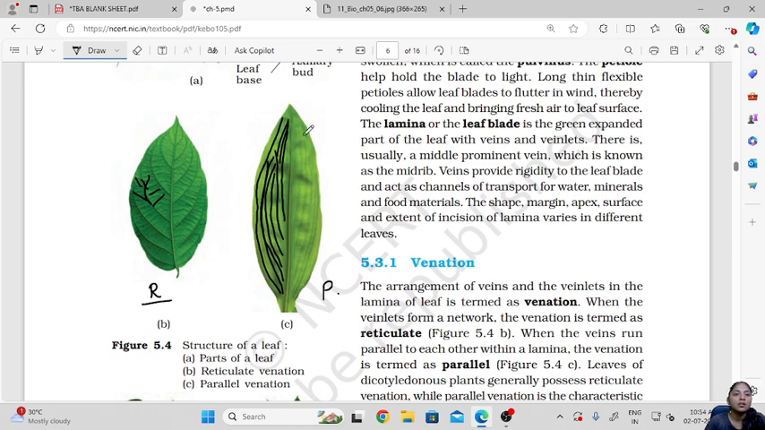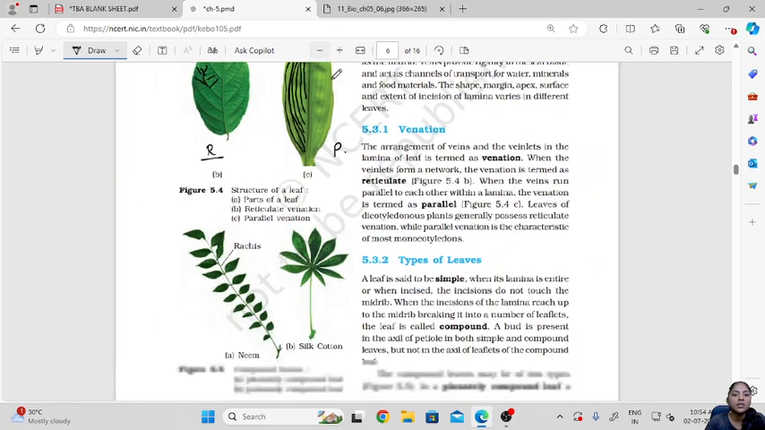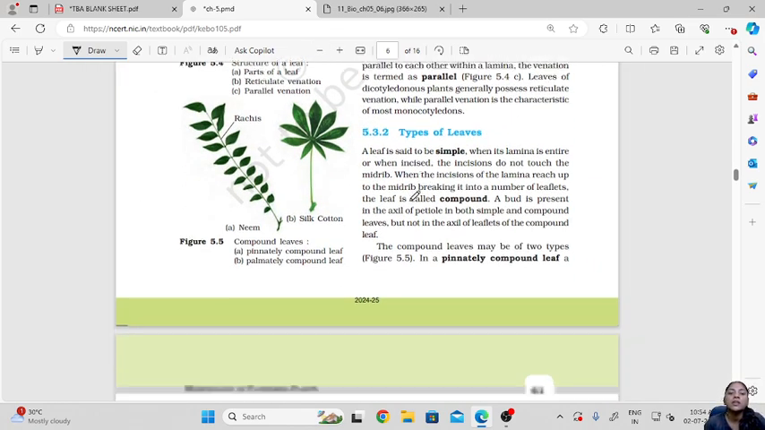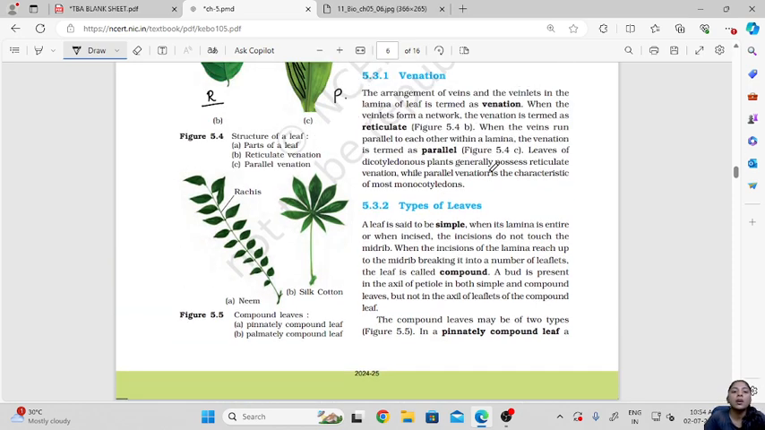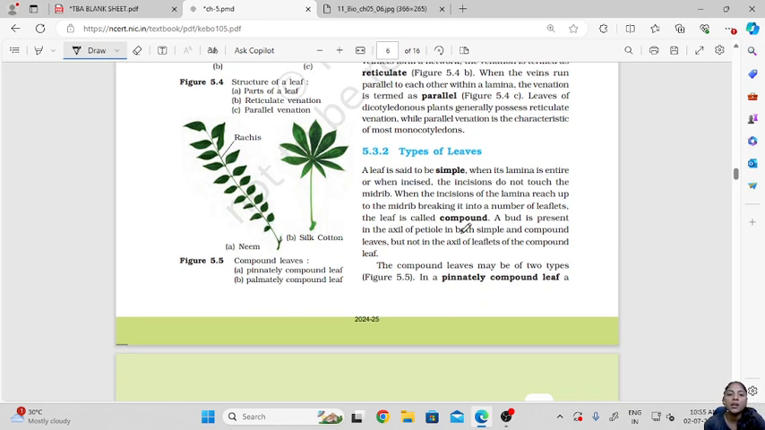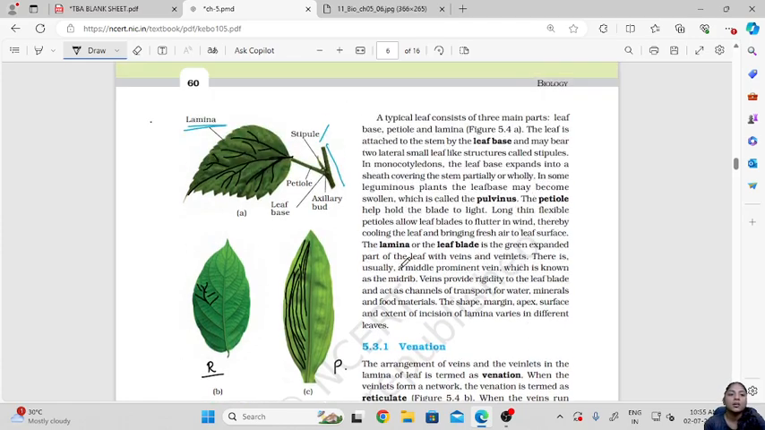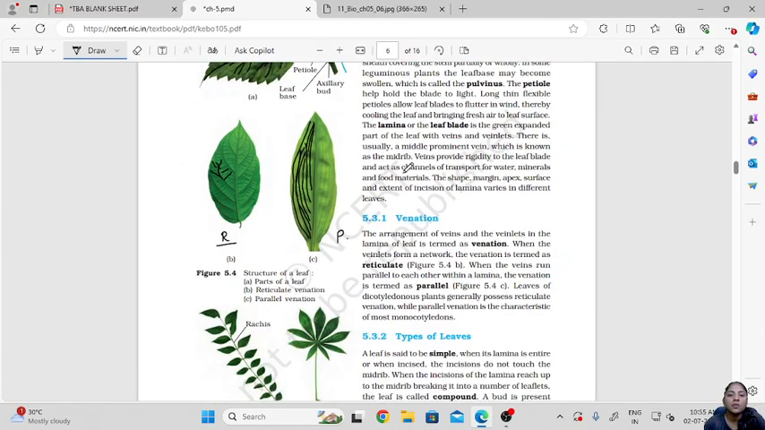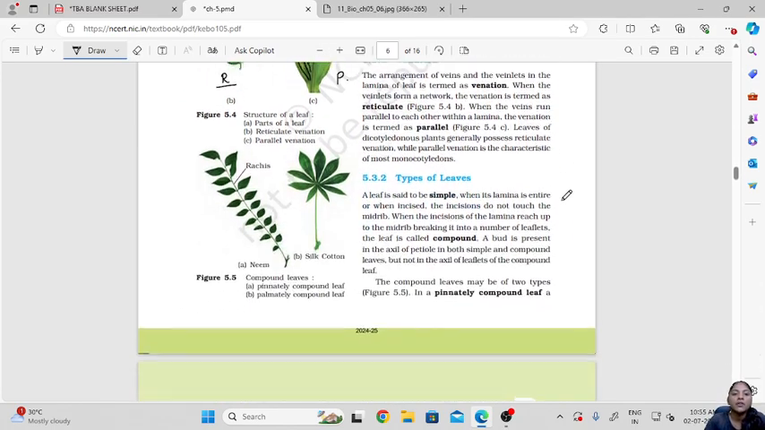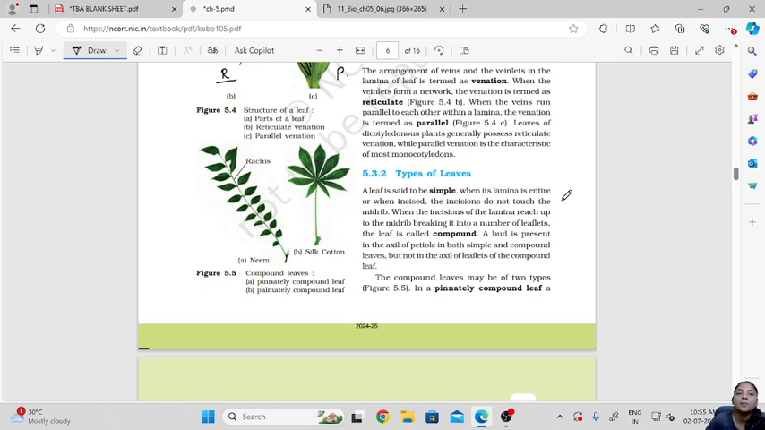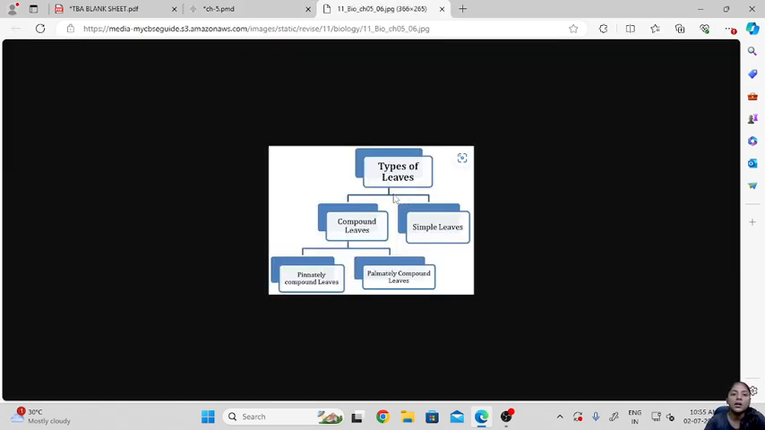So this we have seen the venation. Then we will see the different types of leaves. A leaf is said to be simple when its lamina is entire or when incised, the incisions do not touch the midrib. Okay. So now we will see the different types of leaves. There are first of all two types of leaf, the simple and the compound leaves. Here we can see we have two types of leaves, the simple and compound leaf.